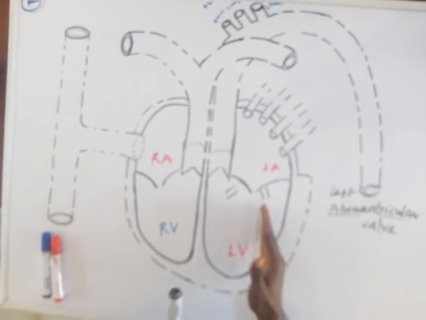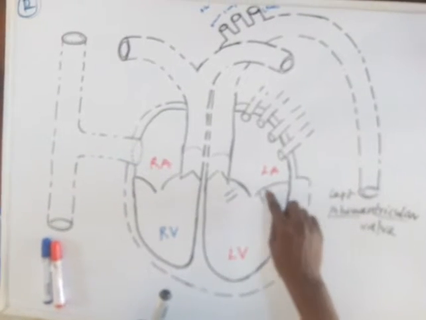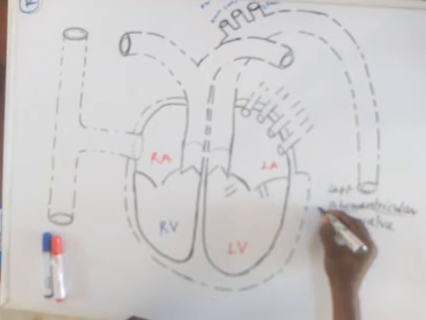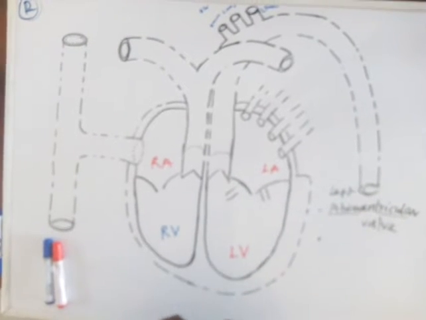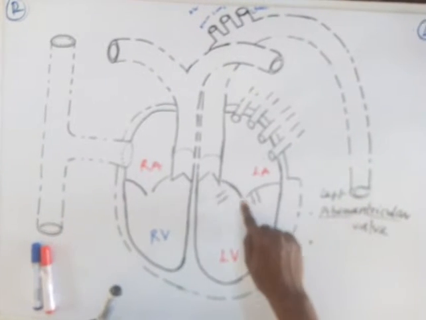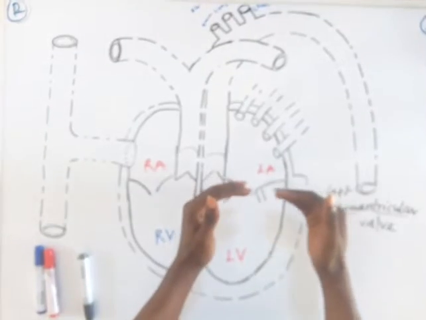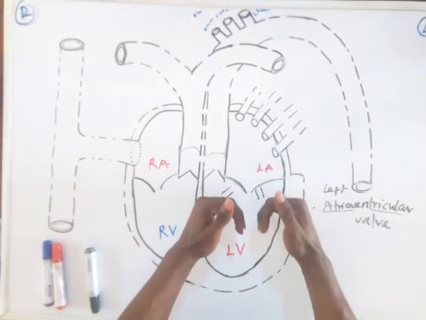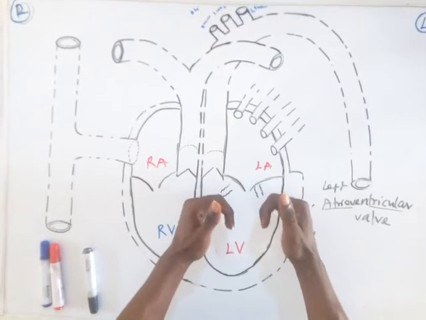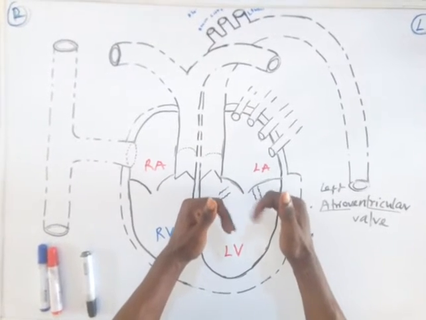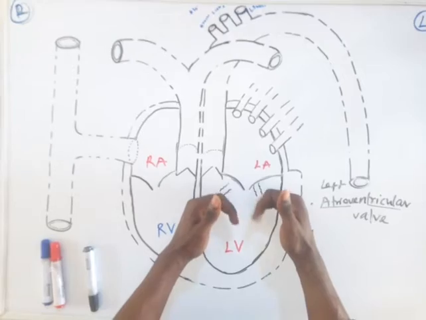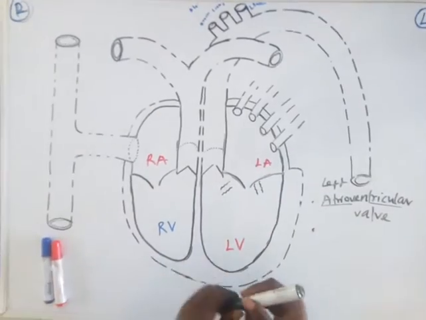Now, the left side, there is a valve. It has two cusps, and this is how it opens. So, with two cusps, it is called the bicuspid valve.